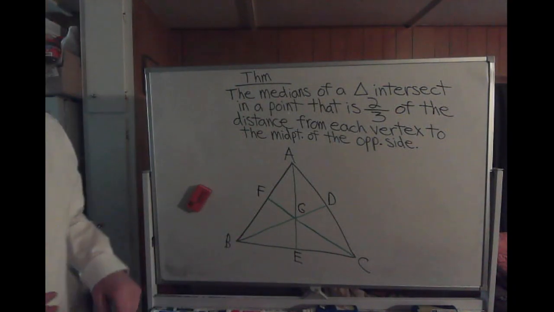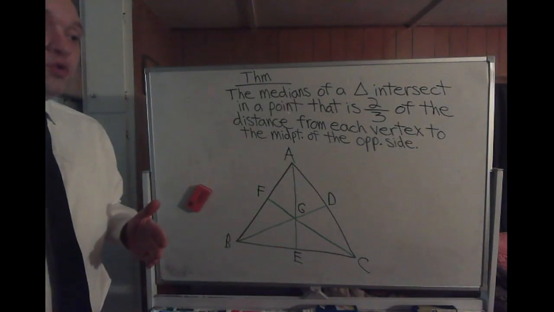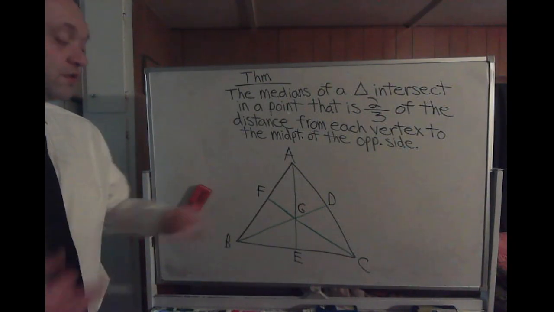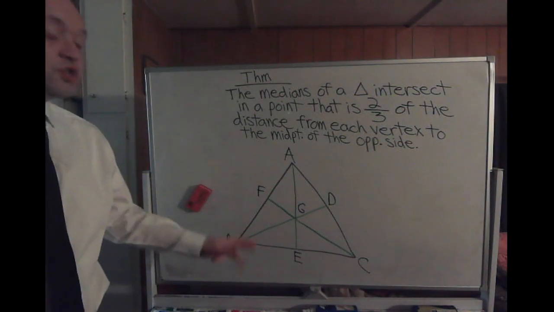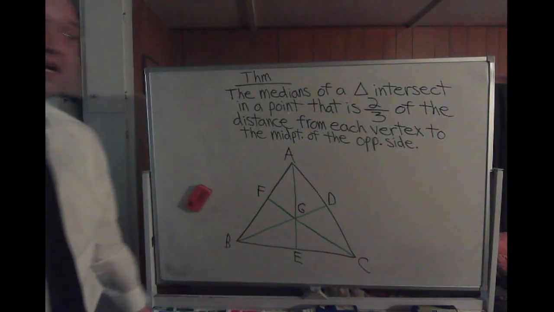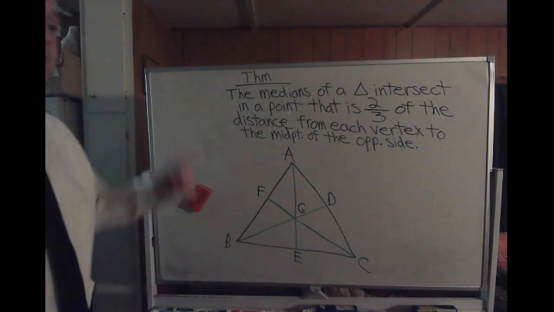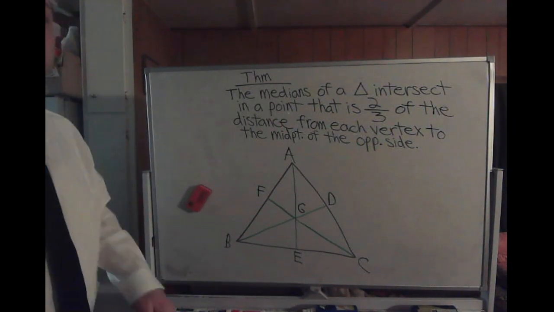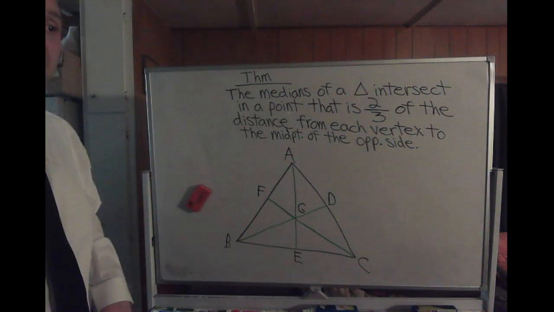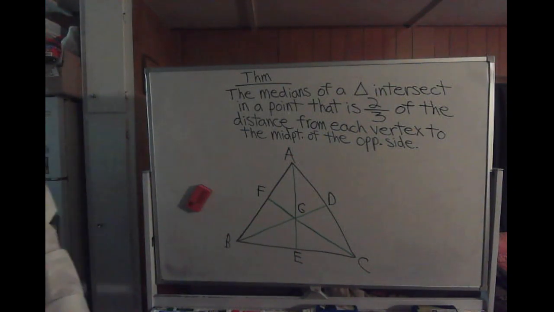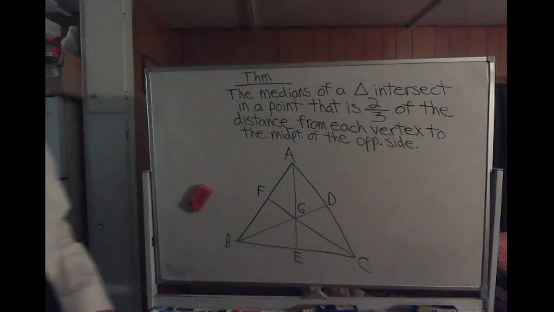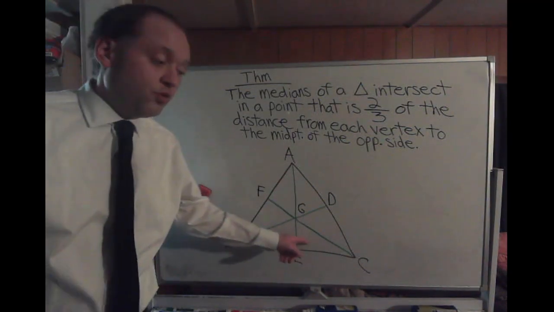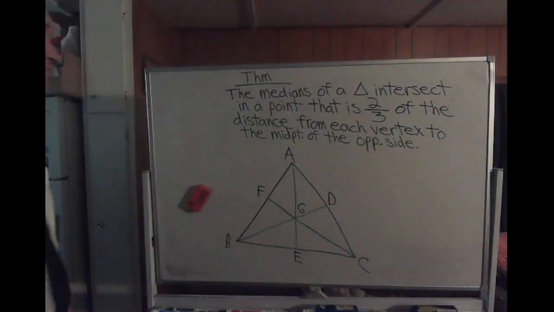First, let's talk about what are the medians of a triangle. The median comes from a vertex of a triangle to the midpoint of the opposite side. That's all a median is. It doesn't necessarily mean it's perpendicular to it or that it's an angle bisector. That would all depend on the angles you have in the triangle, but the median just simply runs from a vertex to the midpoint of the opposite side.